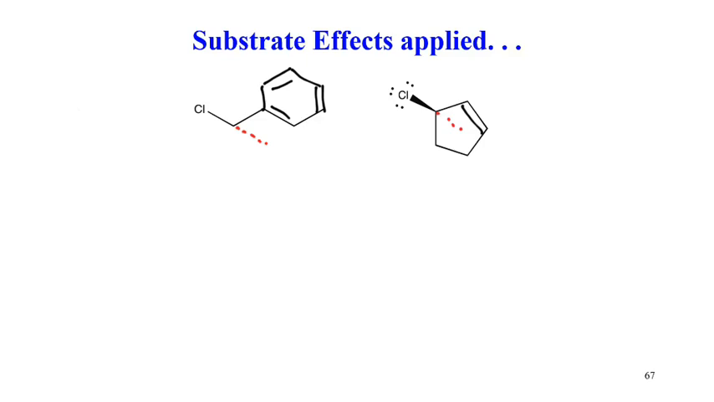So we're still running based off of the bulk classifications of these, with this one being primary and this one being secondary. They're still going to have the same end results with our SN mechanisms, or our 2 type mechanisms.